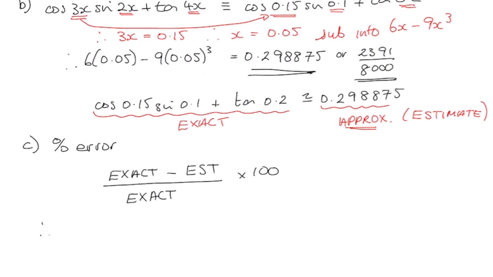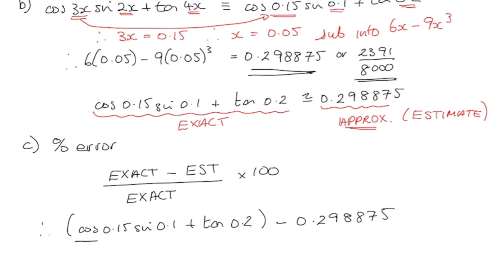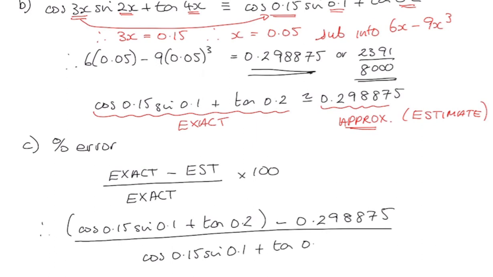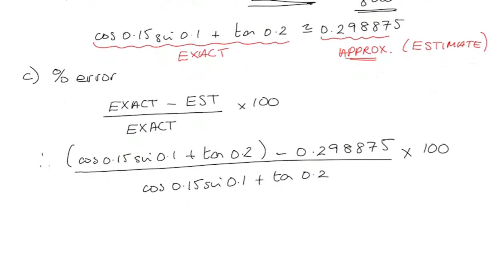Okay, so our exact is cos 0.15 sine of 0.1 plus the tan of 0.2, minus the estimate, which is 0.298875, divided by the exact, which is cos 0.15 sine 0.1 plus the tan 0.2. Multiply the whole thing by 100, and you end up with 0.845, and that is our percentage error.